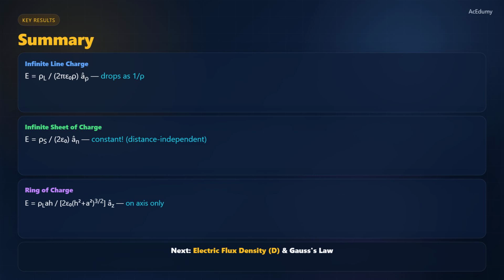Next time, we'll introduce the electric flux density vector D, which simplifies how we handle materials and leads directly to Gauss's law.